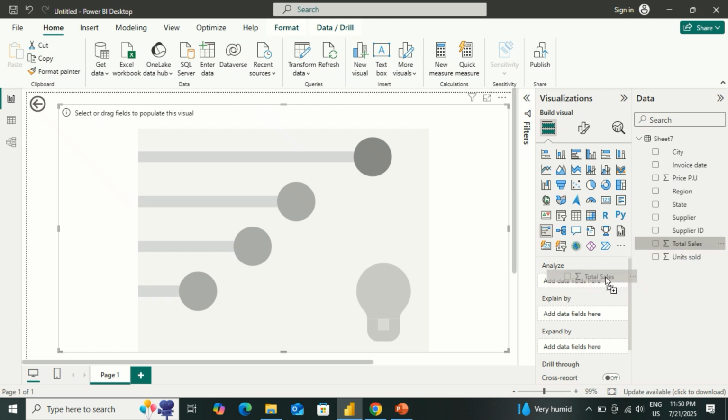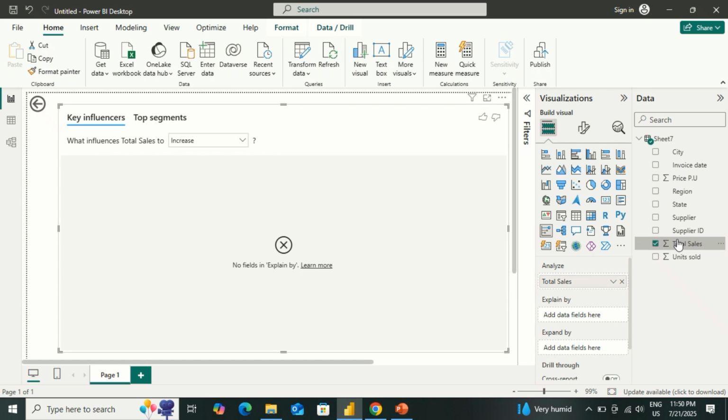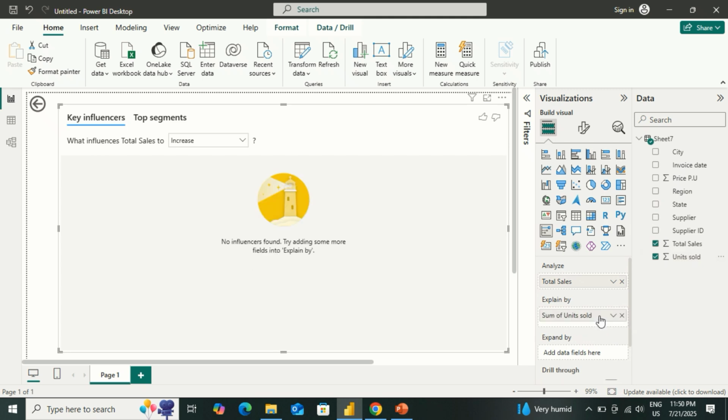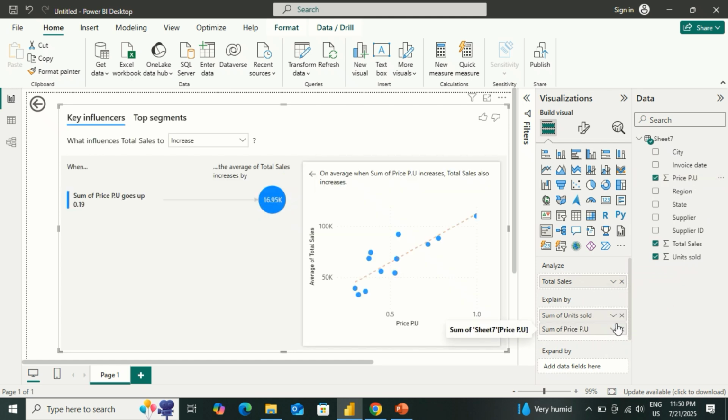I am dragging this into the analyze column. And after that, I have units sold. I am dragging this into the explain by field. And also price per unit, I am dragging this into explain by. See how the visual is coming.